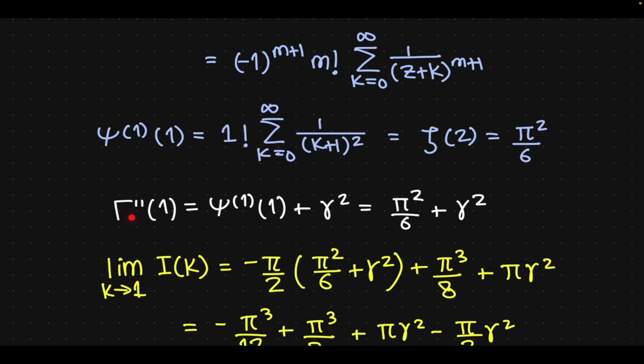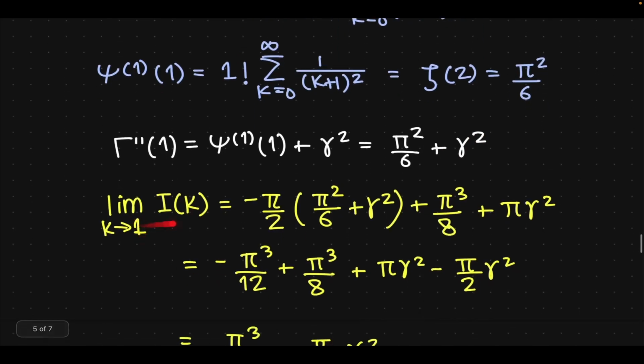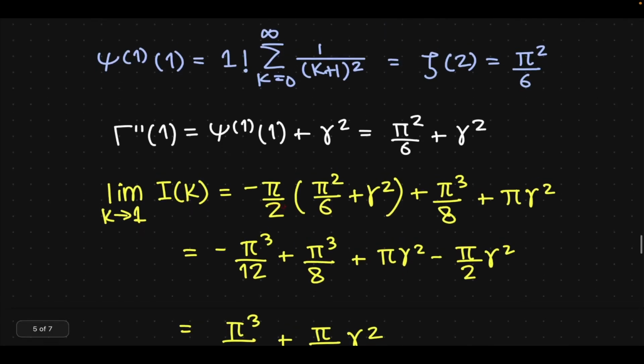Now we actually know what gamma double prime of 1 is. It's actually polygamma order 1 of 1 plus Euler-Mascheroni squared, but we know what the polygamma order 1 of 1 is: pi squared over 6, Riemann zeta of 2, plus Euler-Mascheroni squared. That's nice. Now we can just plug it in this formula that we had on top. So limit as k goes to 1 of I of k is just minus pi over 2 times pi squared over 6 plus Euler-Mascheroni squared plus pi cubed over 8 plus pi Euler-Mascheroni squared.